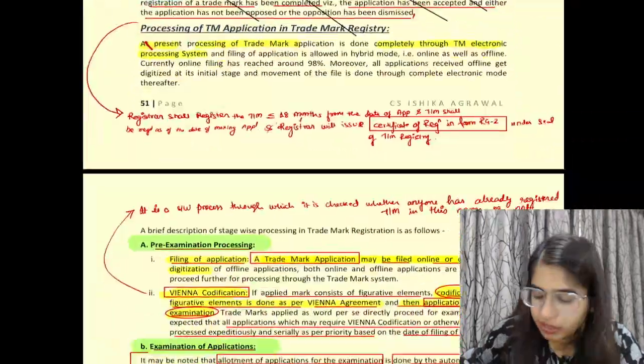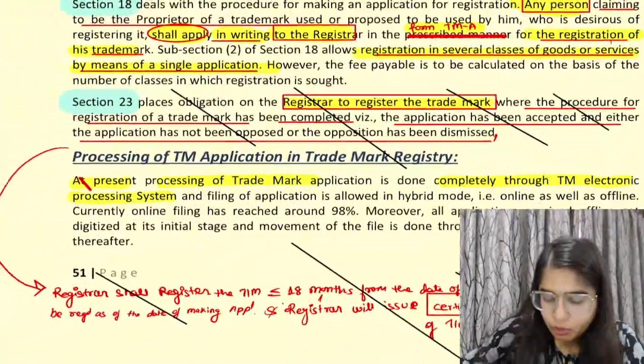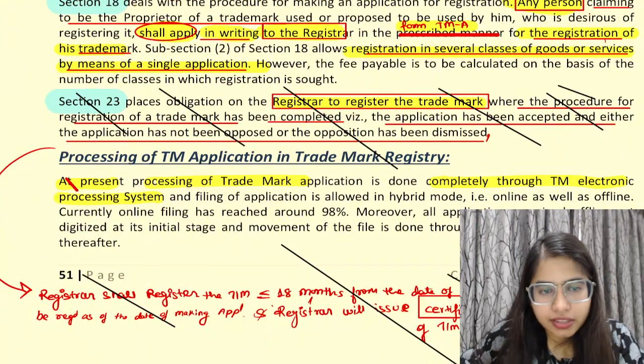You can cut this, and for now don't write this, because it will come again. So for now you can cut this para.